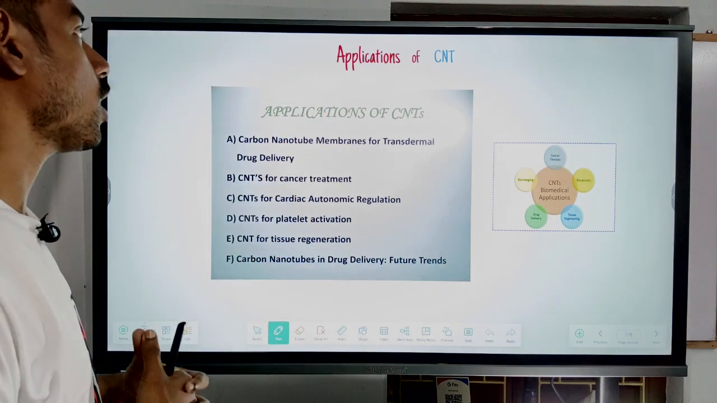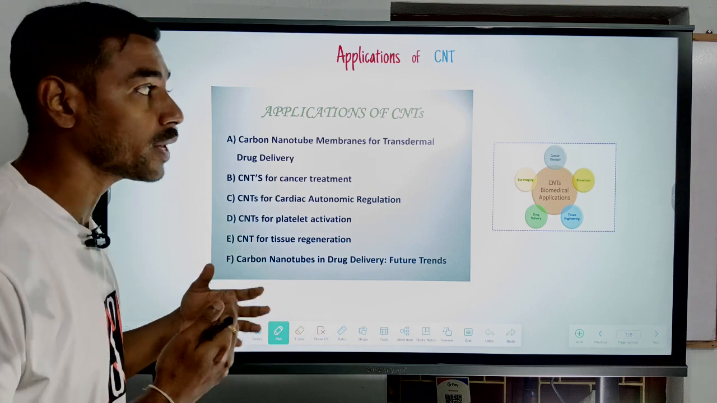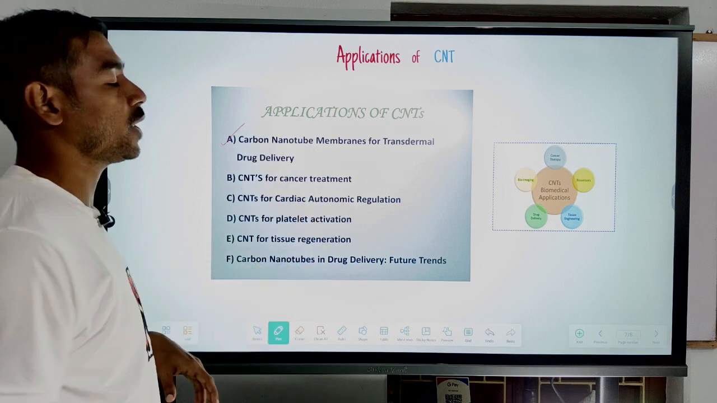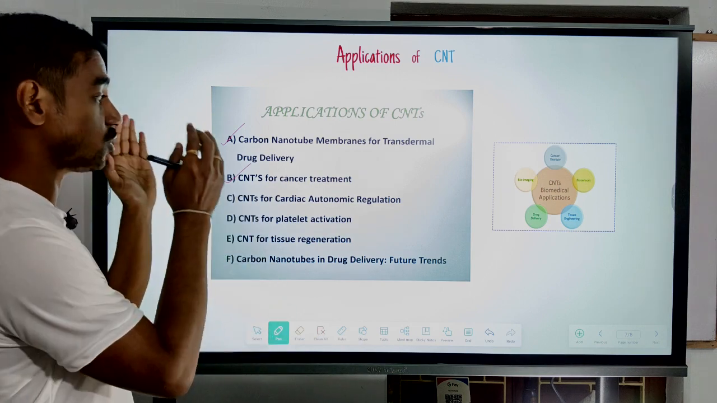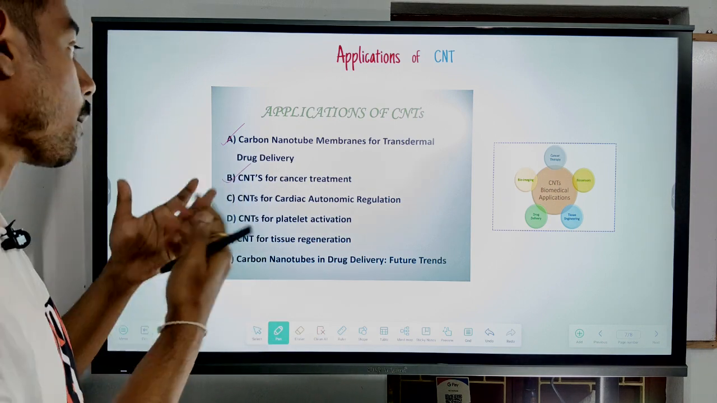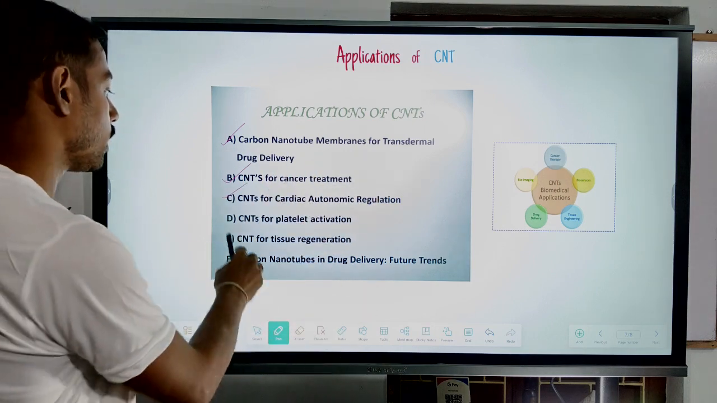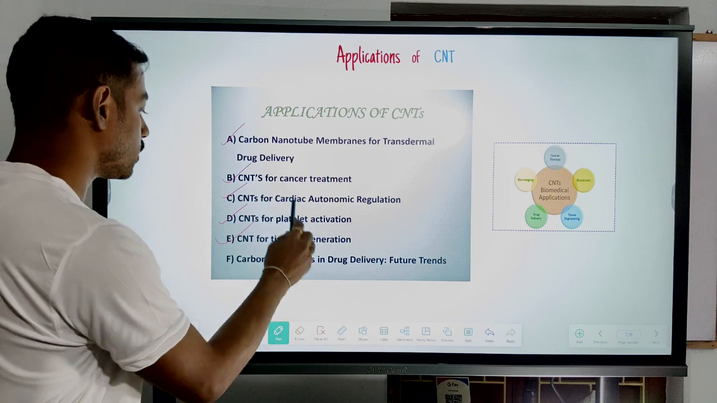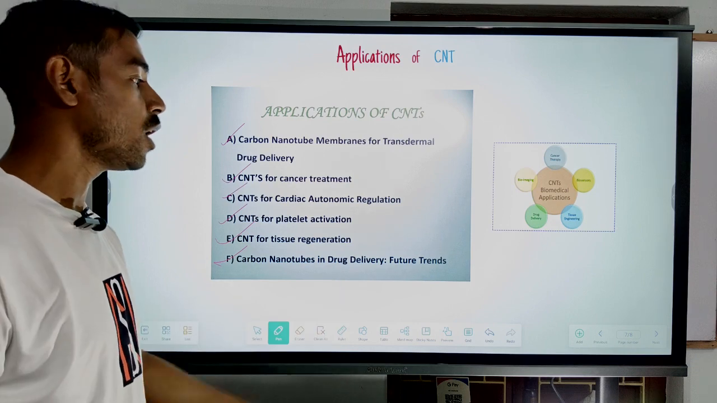Okay. Now coming to the last part of the CNT, that is, where we can apply these carbon nanotubes. Basically, carbon nanotube membranes are used for transdermal drug delivery. They can be used for cancer treatments also, because these are very good biomedical applications of CNT. And CNTs can be used for cardiac autonomic regulation also. They are also used for platelet activation. These all are biomedical applications. CNTs can be used for tissue regeneration, and also in drug delivery.